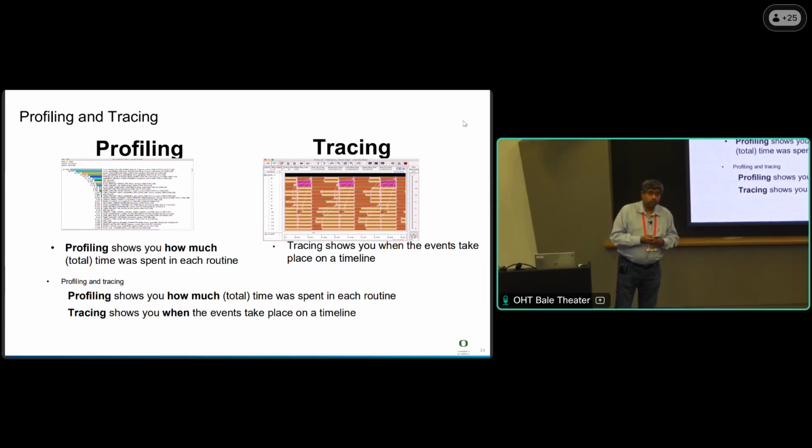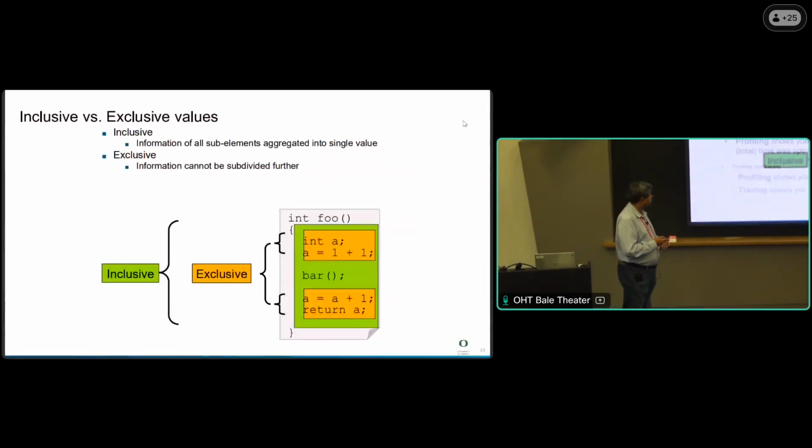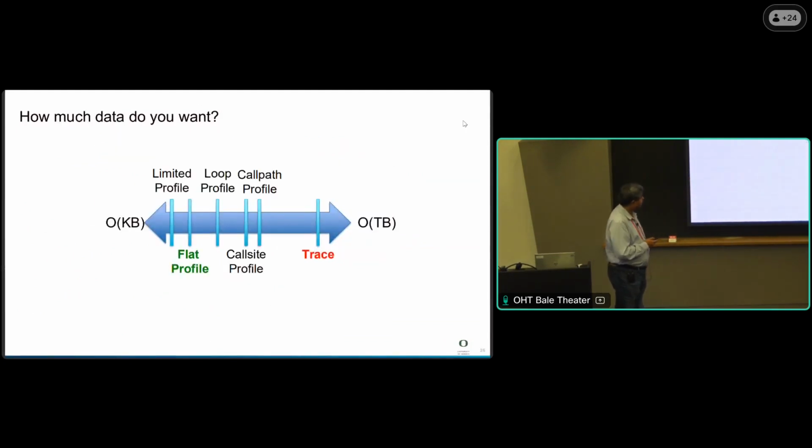Yesterday in our tutorial, we were looking at trace files generated by TAU as well as profiles. With instrumentation at the entry and exit, you can see the inclusive time in a function as well as exclusive time in a function. Exclusive is the time spent in, say, foo, outside of the time spent in bar. And then you can generate different flavors of profile files, like a flat profile, a call site profile, a call path profile, all the way to a trace file.